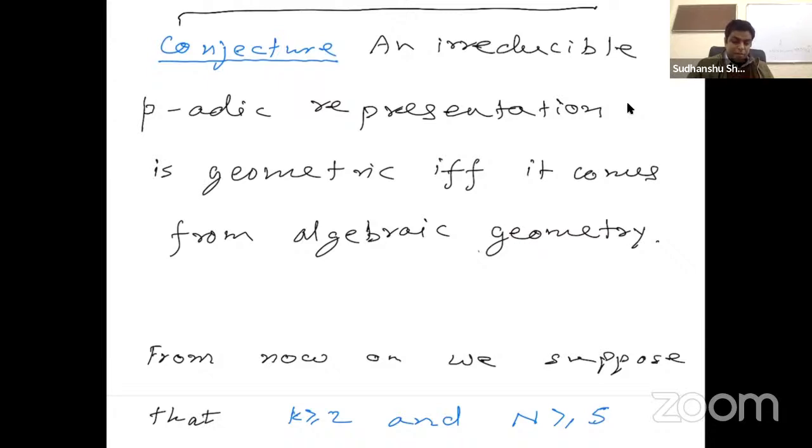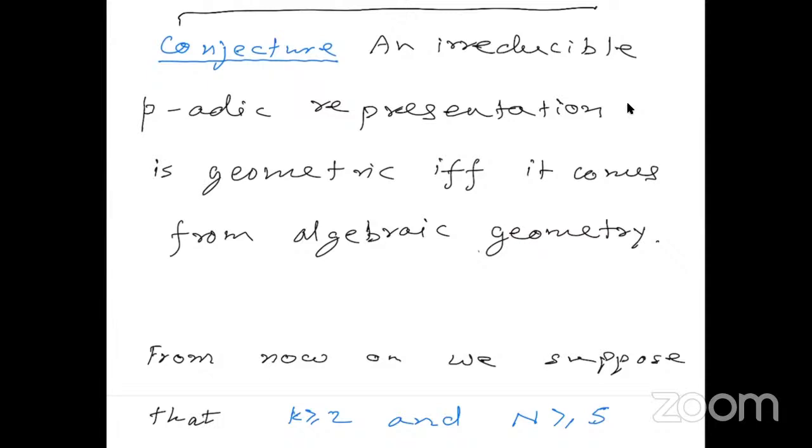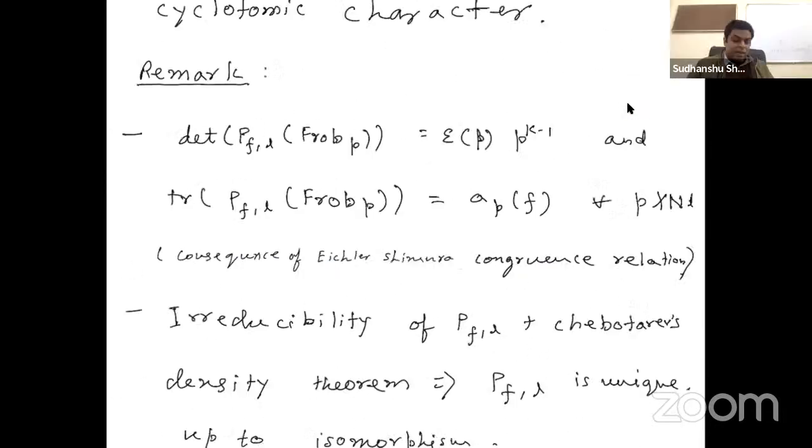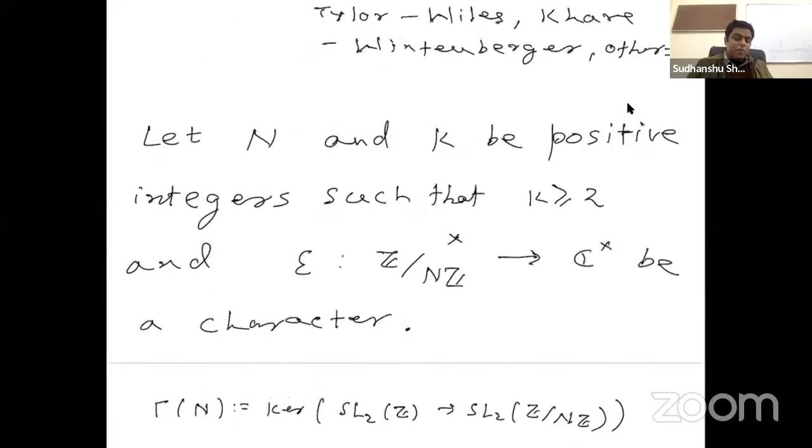Excuse me, can you please recall what you meant by a geometric representation? I mean the first one. Yeah. It's unramified outside a finite set of primes and potentially semistable.